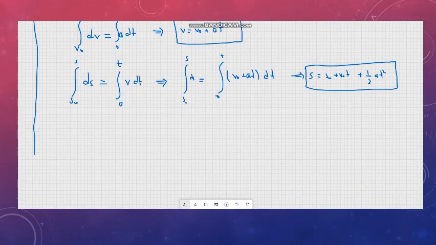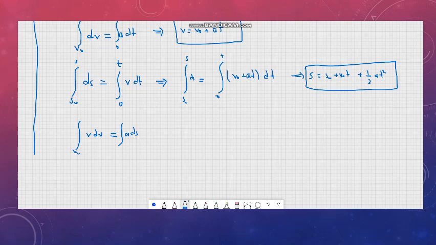Okay, let's go a little bit up and make the last one, which is our third equation. As we defined, our differential form v dv is equal to a ds, and we take the integral of both sides. We know that v goes from v0 to v, which is from time 0 to t, and this side goes from s0 to s, right? So when we take the integral, v dv is going to be v square over 2, so you will end up with v square is equal to v naught square plus 2a times (s minus s0).